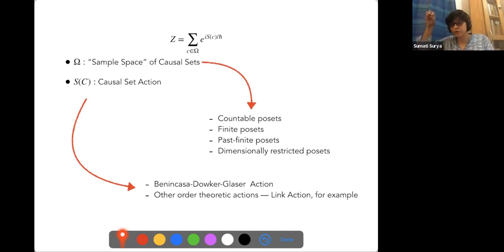So things that, if I look at the past of any element, then that past is a finite set, which is of course not true in Minkowski spacetime, where the past of every element is of infinite volume. Or I could dimensionally restrict the posets in some particular order theoretic way, which is what we do in the state sum models. And then, of course, you have the choice of the causal set action, and the natural choice is the Benincasa-Dowker-Glaser action, which is a discrete Einstein-Hilbert action. We could have other order theoretic actions like the link action, which is something that we do use, partly for convenience, but as I will describe, also it's justified in the particular context.